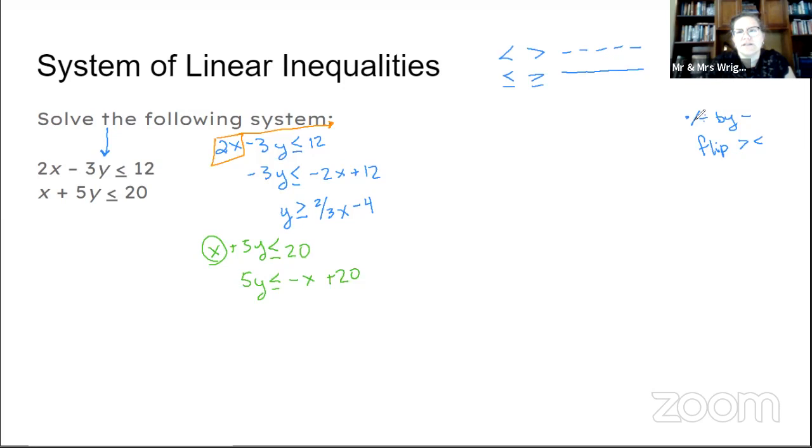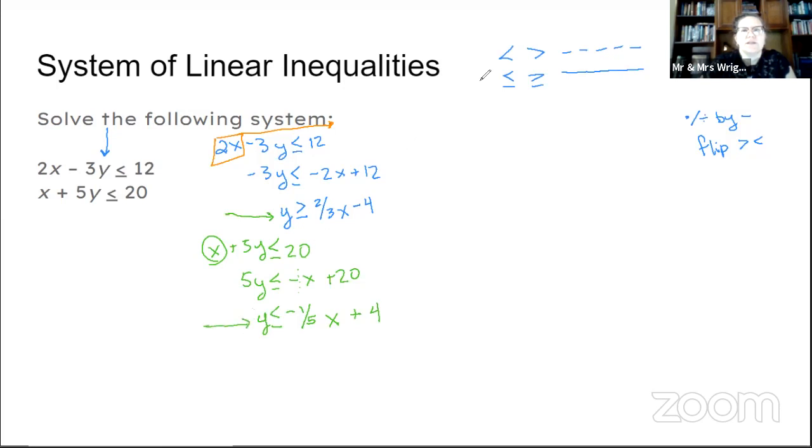Now I'm going to divide. This is back to multiplying or dividing, but I'm dividing this time by a positive. So I'm going to keep my inequality symbol going the same direction. And 5y divided by 5 is just y. And what is our coefficient for this x right here? Well, it is an implied number 1. So it's a negative 1. Divide that by 5 and you're going to get negative 1/5. And then there's your x, plus 20 divided by 5 is 4. So we have our two inequalities here.